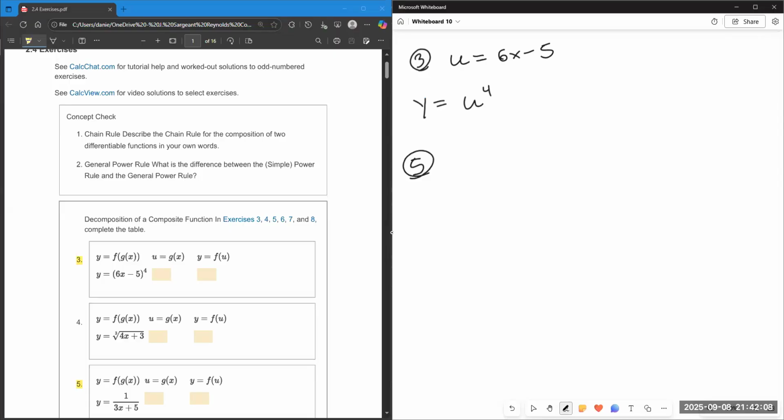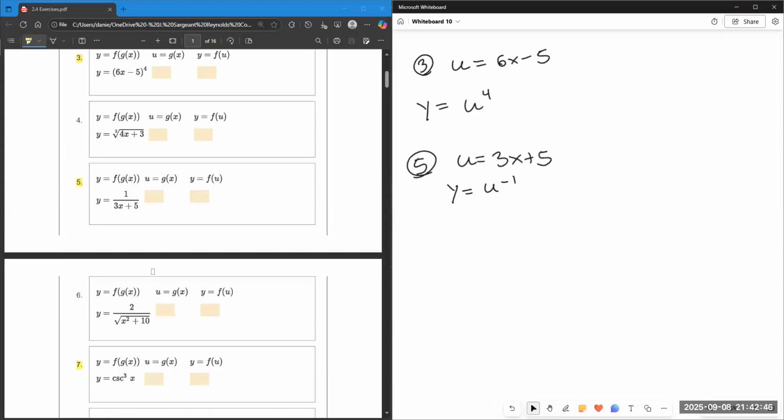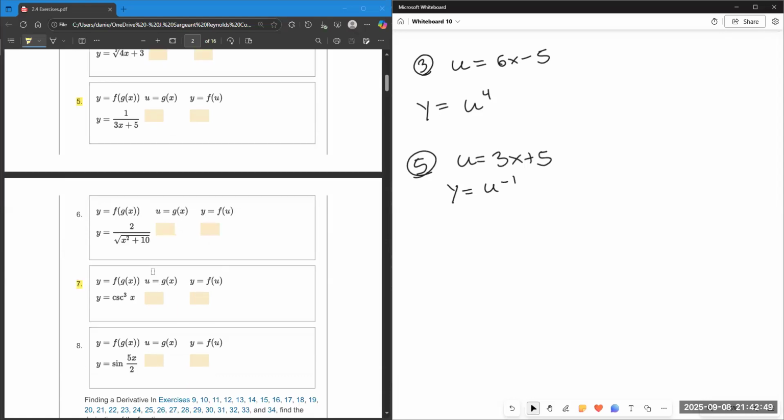Number 5 is u is going to be the inner function here, and I probably want this to be the denominator of 3x plus 5, and y will be 1 over u, or u to the negative 1st, so I can differentiate that with the simple power, or with the power rule, would be the general power rule.